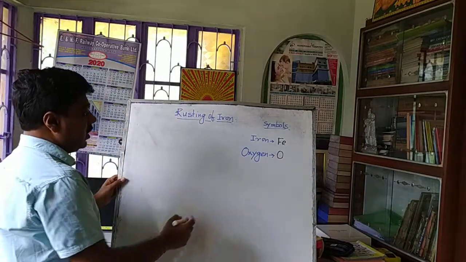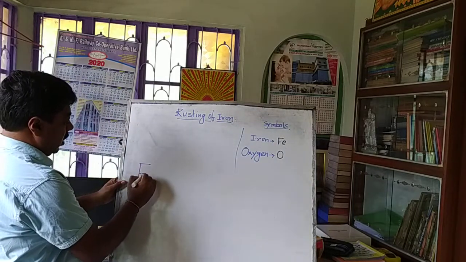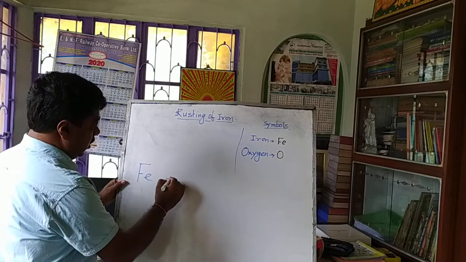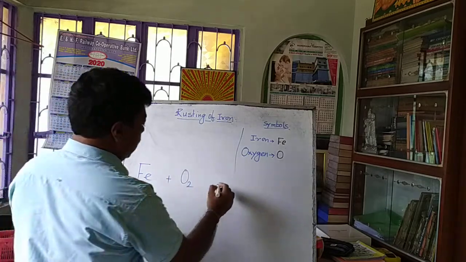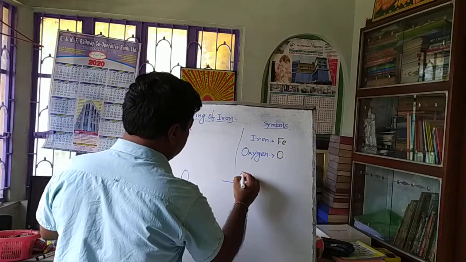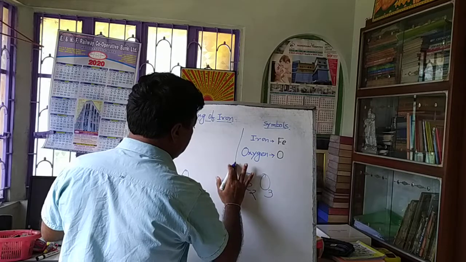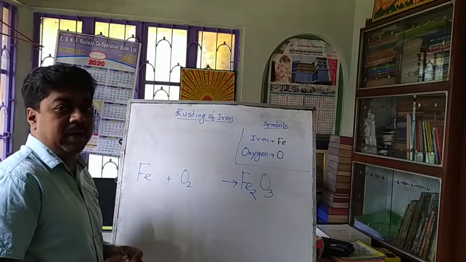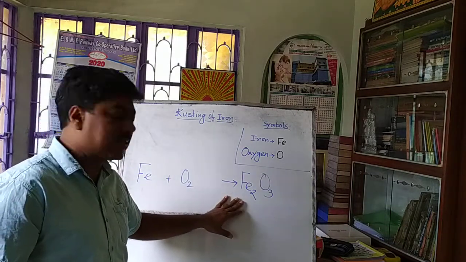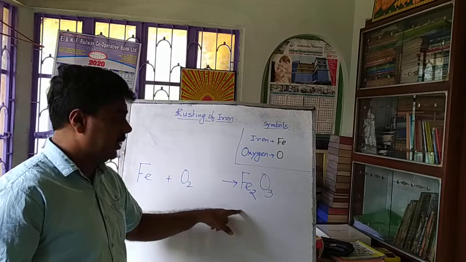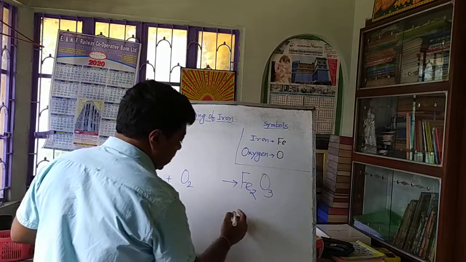Now if I write the reaction, it occurs like this. Iron reacts with oxygen to form a compound called ferric oxide. The name of this compound is ferric oxide. This ferric oxide, in common language, is called rust.